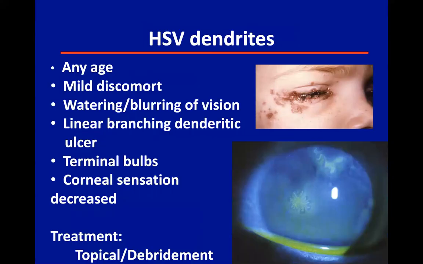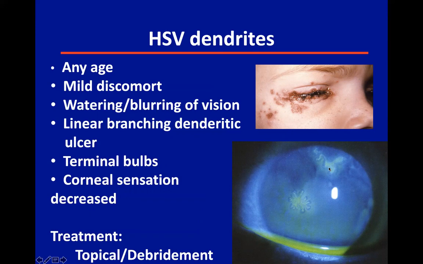So herpes simplex virus dendritis. This is when someone is affected with the herpes simplex. It could be at any age. You get a mild discomfort, you get watering, you get blurring of the vision, you get linear branching with terminal bulbs, and usually the corneal sensation is decreased, and the treatment is by topical and by removal. So you can see here, this is your herpes simplex viral dendrites. You can see them. It's almost like they're branching. And here's another one here.